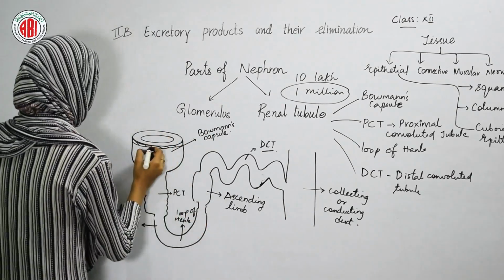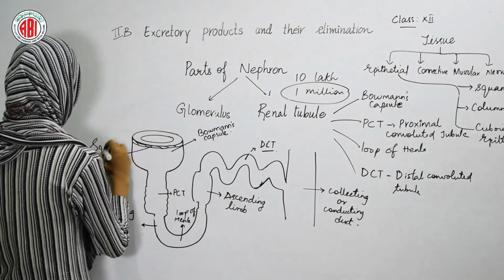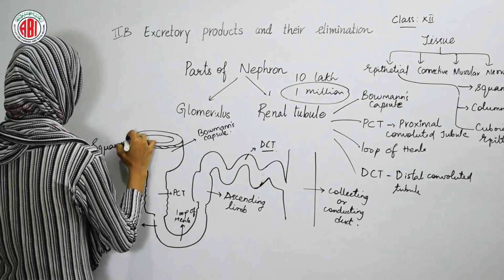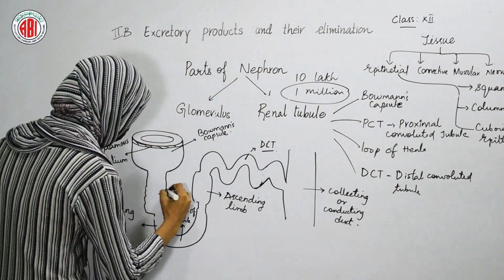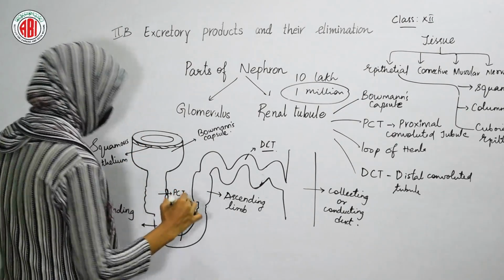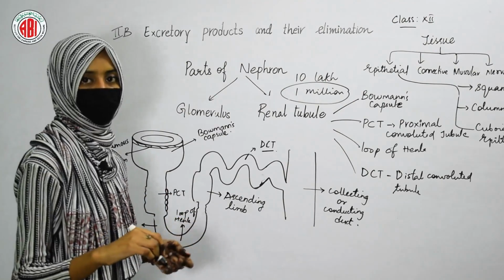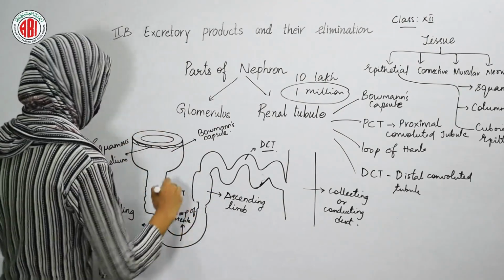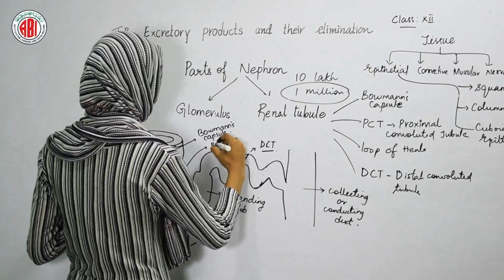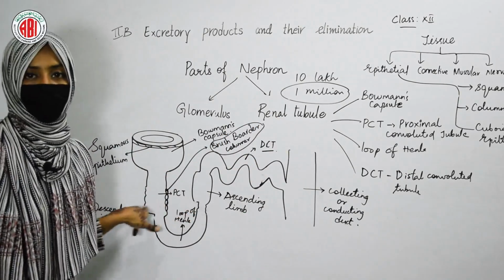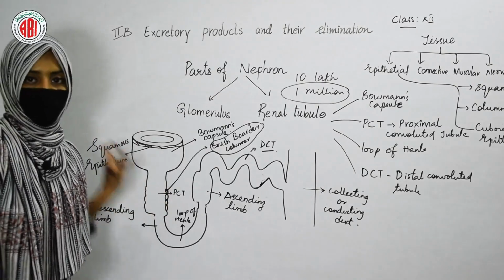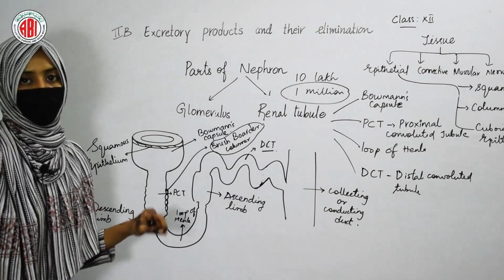So this Bowman's capsule is lined by the squamous epithelium. And the proximal convoluted tubule is lined by some other specialized epithelial tissue, which is called brush border columnar epithelium. Columnar epithelial cells are found in the lining of the proximal convoluted tubule.